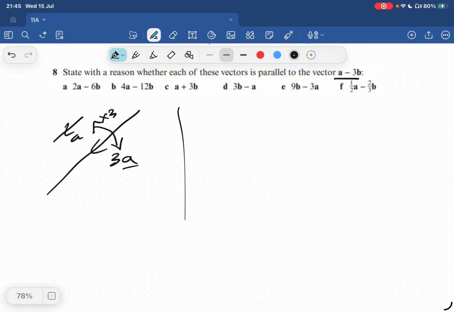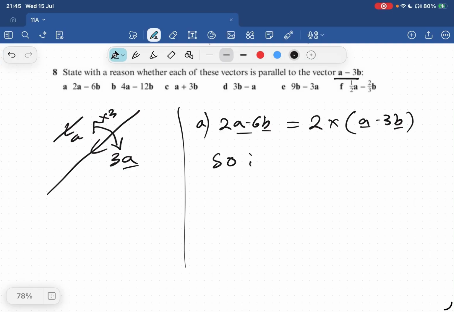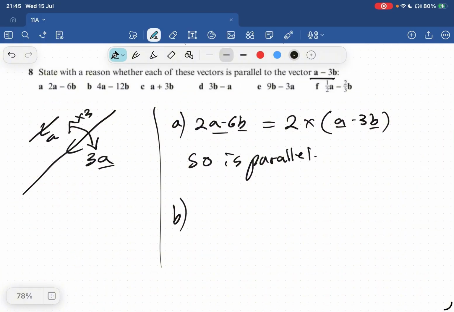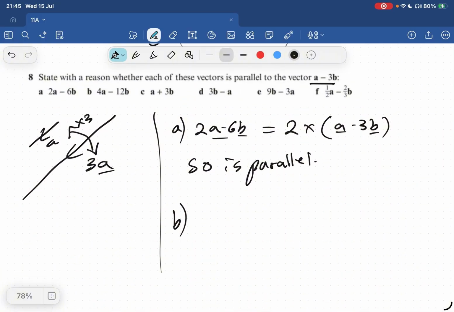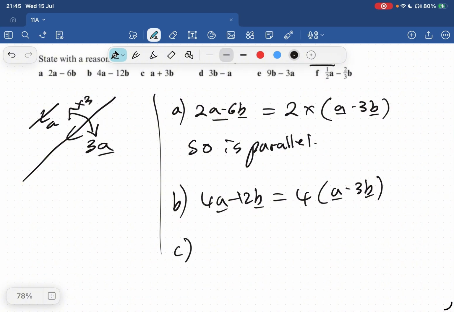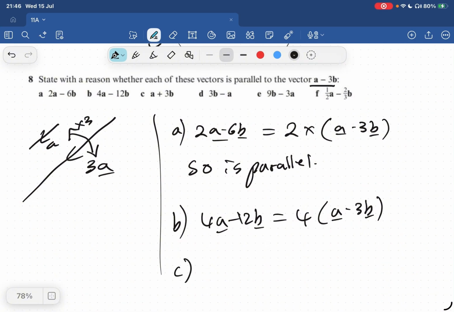Now we can show this for question A. So 2a minus 6b is two lots of this, so it is parallel. What about B? Four lots of it, right? So 4a minus 12b equals four lots of a minus 3b. So these are also parallel. What about C? A plus 3b.